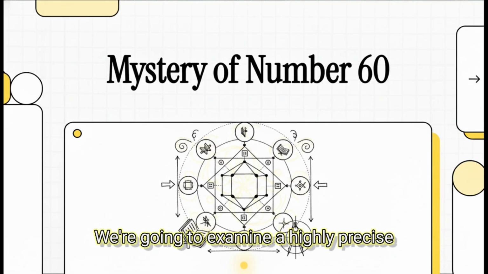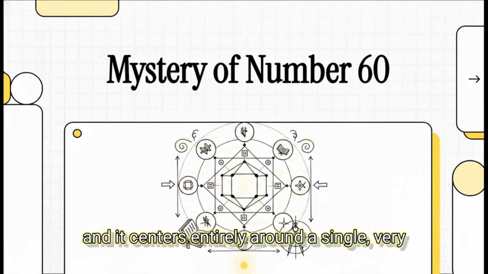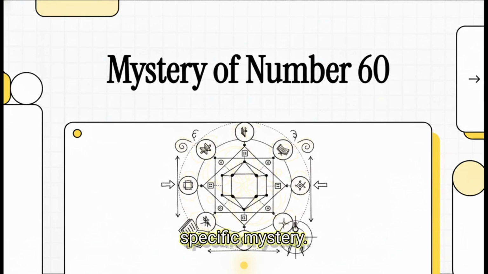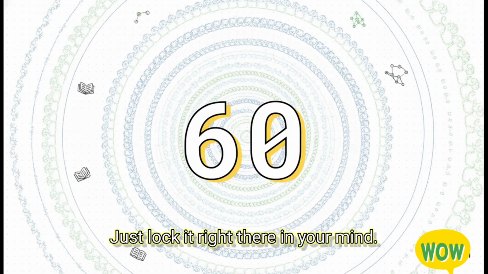We're going to examine a highly precise mathematical arrangement highlighted in our source material, and it centers entirely around a single, very specific mystery: the number 60. I want you to focus purely on this number for a second. Just lock it right there in your mind.